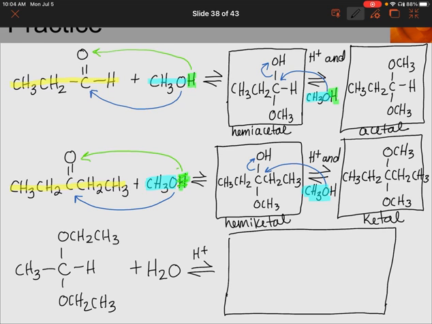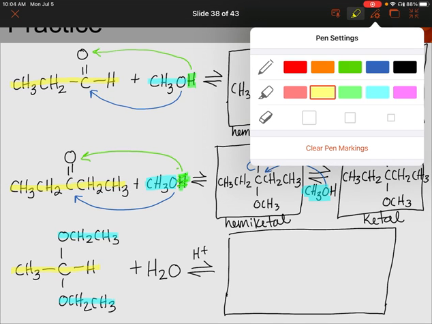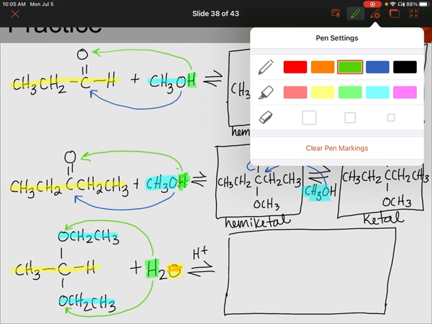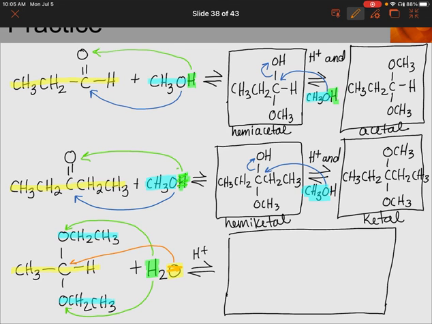Okay, now let's look at the last problem. Here it looks like we're starting with an acetal molecule. We've got the two OR groups, and then the middle has a hydrogen on one side. So that tells me we started with, did we start with an aldehyde or a ketone? An aldehyde. Okay, so what I'm going to do is highlight these hydrogens, and then this oxygen here. So the hydrogens are going to bond with the oxygens on those OR groups, and then the oxygen is going to bond with the central carbon.